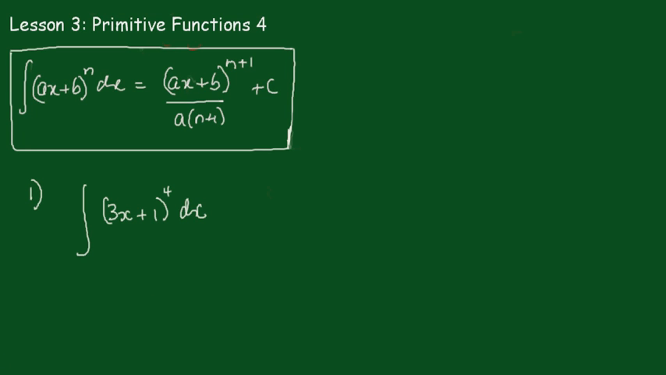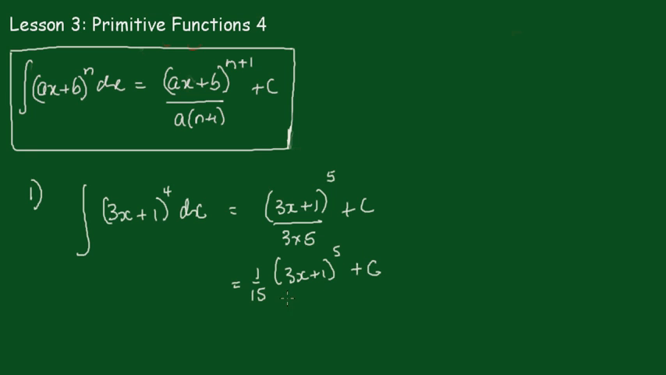Alright, well, you might like to have a go at this yourself. So just pause the video and just apply the rules. It's actually quite simple. Alright, so what you should have done is just written down (3x plus 1), increase the power by 1 to the 5, over 3 times 5. Pretty simple, isn't it? Plus some constant. And of course then tidy up and write that as 1/15 outside of (3x plus 1) to the 5, or put it all over 15 if you like.